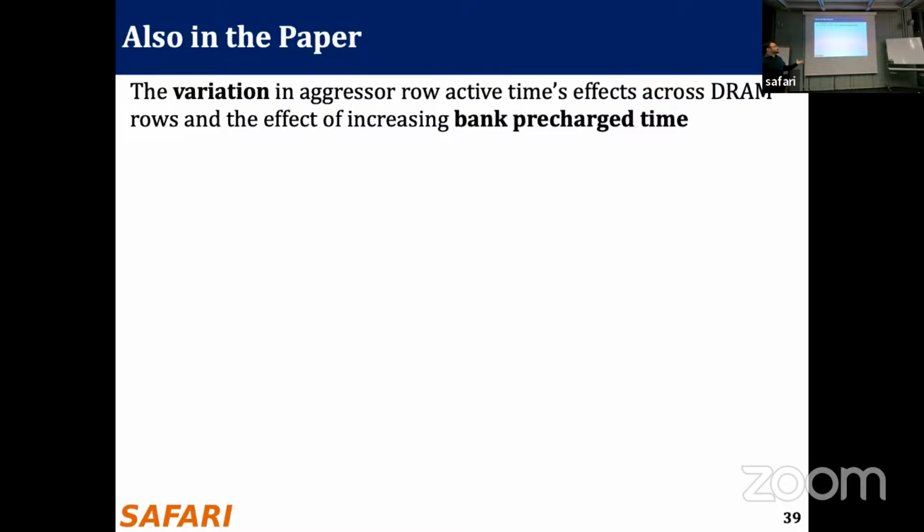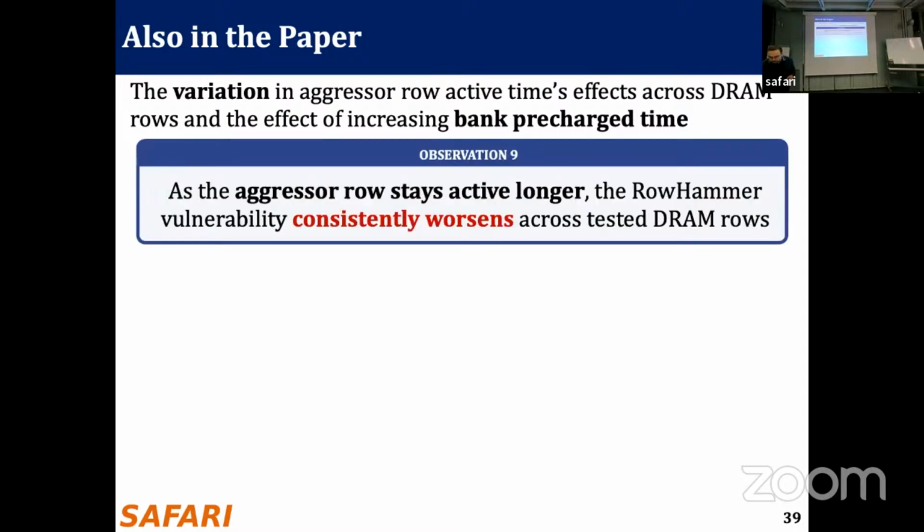Okay. So about the access patterns, we also looked at how much the increase in the bank pre-charge time affects the second access pattern that I mentioned earlier. And there's nothing surprising over there, actually. As the aggressor row stays active longer.